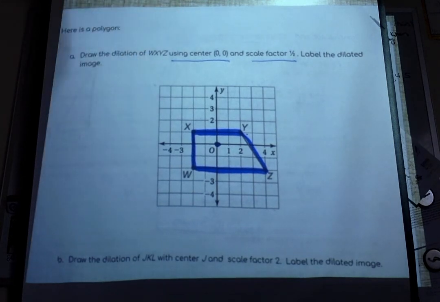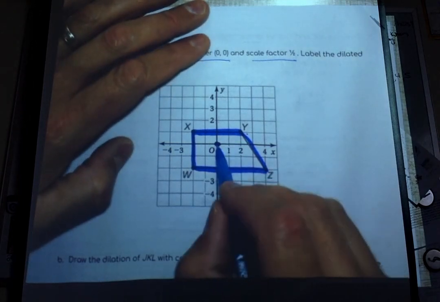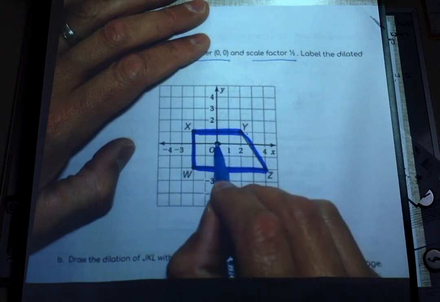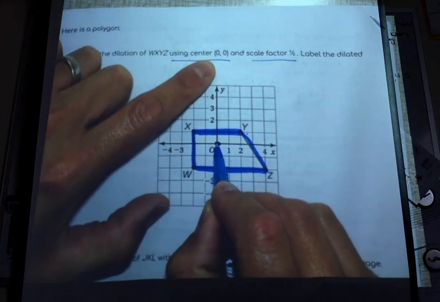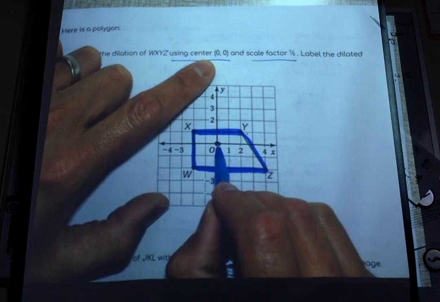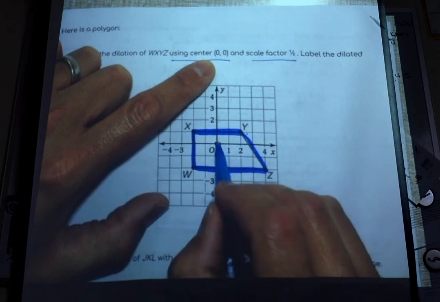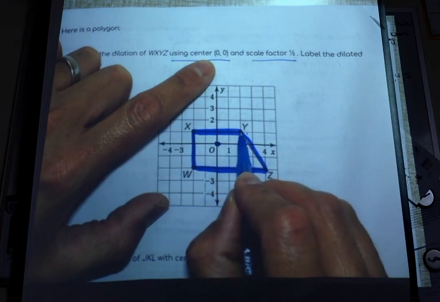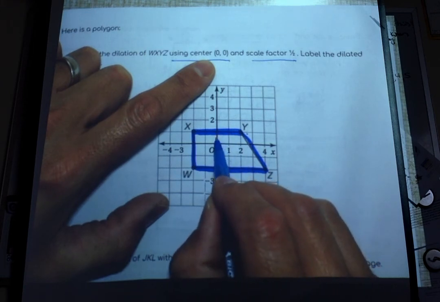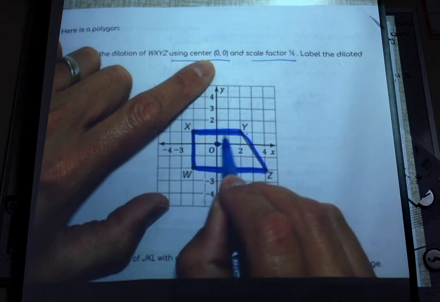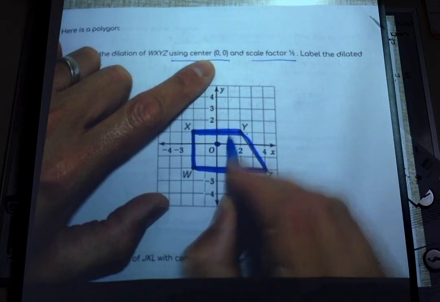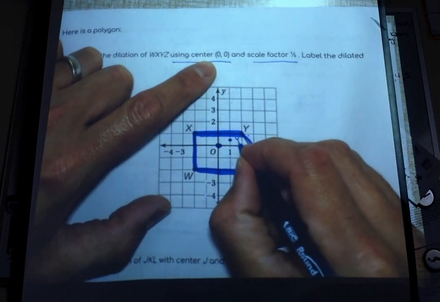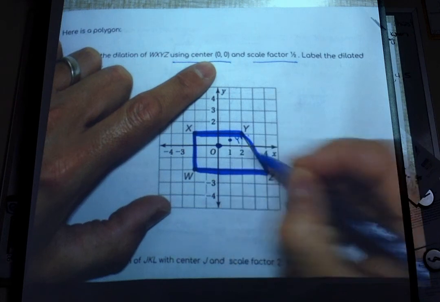There's a couple different ways you can do it. You can count the distance away. So I'm going to look at my origin. My center is at 0, 0. So I'm going off the center for all my distances. I'm going to go to my y first. So it looks like I'm going up 1 and over 1, 2. So I'm going to take half the distance for each one of those. Well, half of 1 is a half, and half of 2 is 1. So point y, which would now be y prime, will be right there.